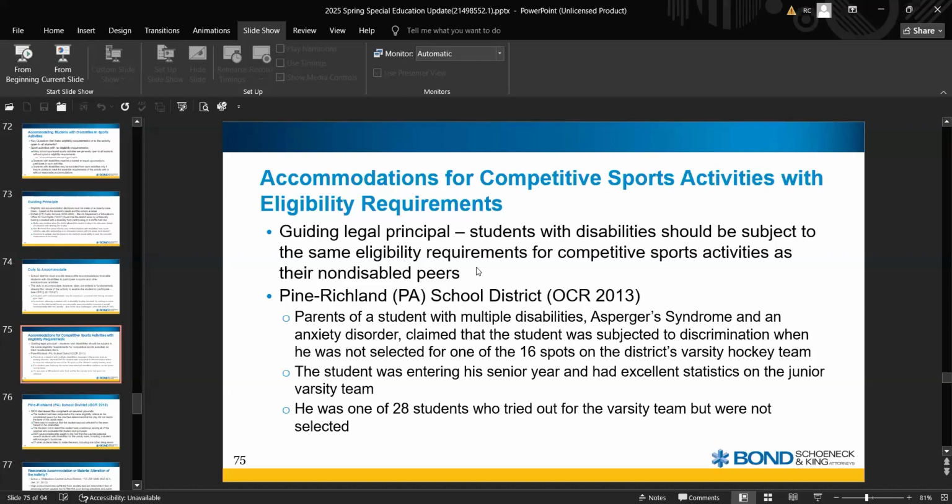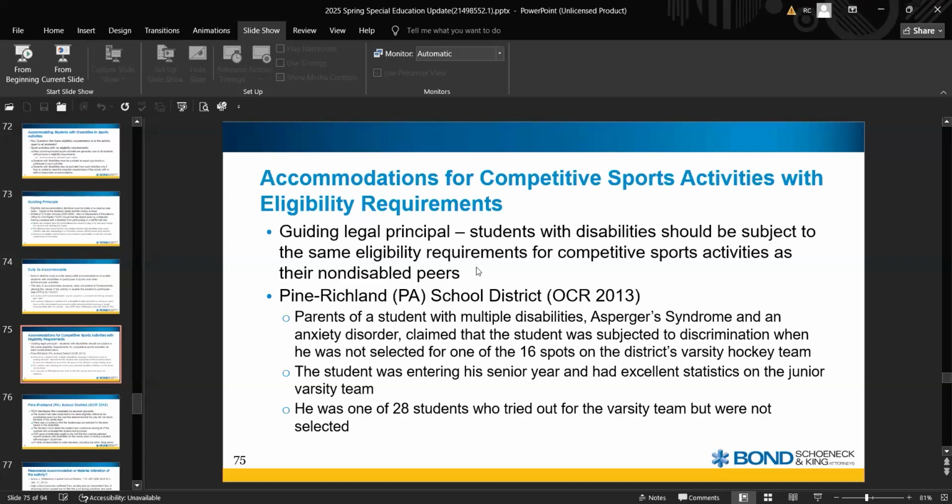Now, there are certain criteria for making the team, and that student should be subject to that criteria. They don't get extra points because they're disabled. You figure out, though, is there an accommodation that can be given to the student during the tryout that will not alter the activity? The thing is, how does a coach know that the student has an IEP or 504 to even consider if an accommodation is needed during that process? I don't think it happens.